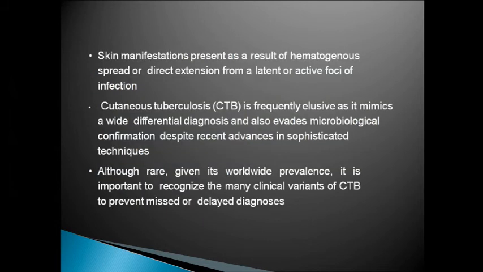Now, one thing we have to understand: cutaneous tuberculosis is very difficult to diagnose. Why? Because its manifestations are very heterogeneous. There is no common manifestation. Suppose somebody is having pulmonary tuberculosis: cough, cold, fever, then expectoration, blood in the sputum. These are usually common symptoms, so we strongly suspect a case of tuberculosis.